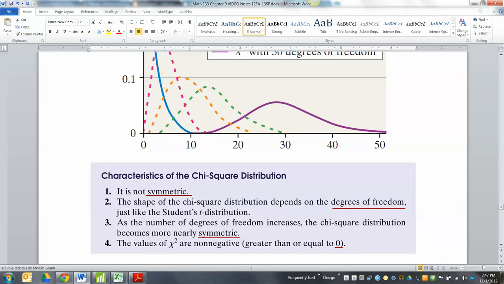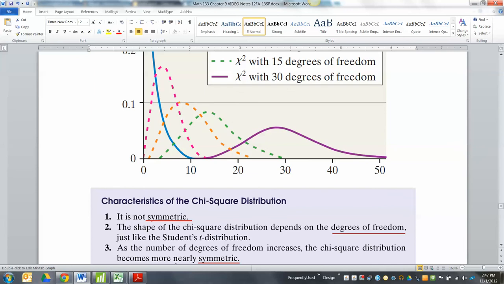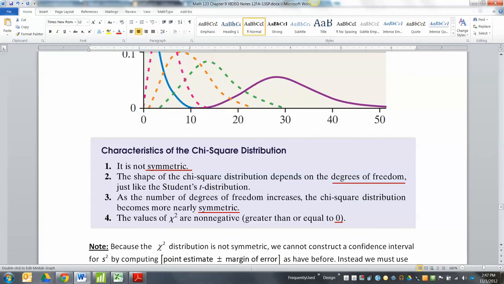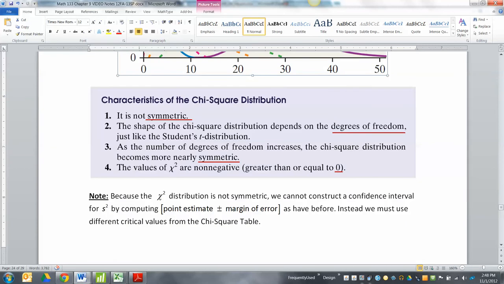All right, so what are some properties of these distributions? One, they are not symmetric. I know that was a blank in the notes, but I had to put it here underlined. Their shape depends on your degrees of freedom, just like the t-distribution. As the number of degrees of freedom increases, as we go from the blue to the pink to the orange to the green to the purple, it's getting more and more symmetric. It's not perfect still. It's still right skewed. It will always be right skewed, but it's much less noticeable in the purple curve than in the pink curve. And the values of chi-square are non-negative, i.e. always greater than zero, always.